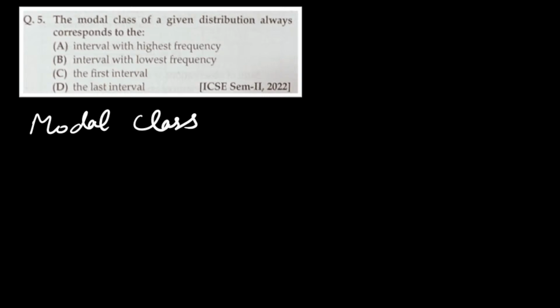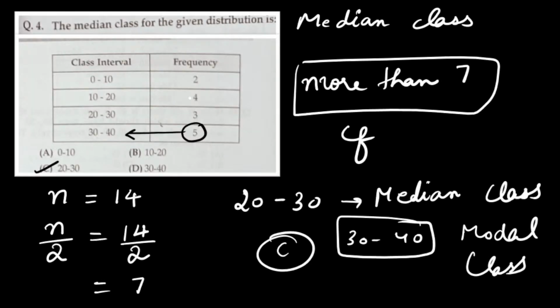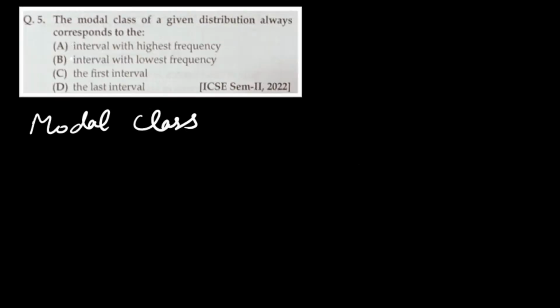So which option should be the correct option? In the previous example, I have shown you how to find the modal class, corresponding to the highest frequency. Yes, the interval with the highest frequency. Saida, Hasiba and Yatin have given answer option A. So the interval with the highest frequency is the modal class. Yes, so I hope this is clear.